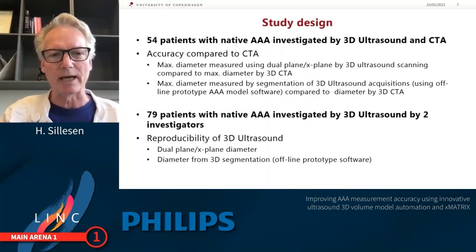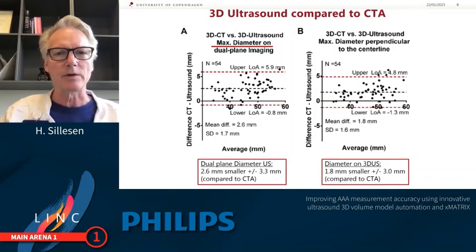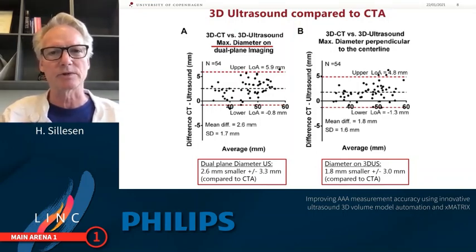We also had 79 patients that were scanned by two independent ultrasound sonographers, unaware of each other's results, so we could look at reproducibility. First, the results of diameter compared to CT.